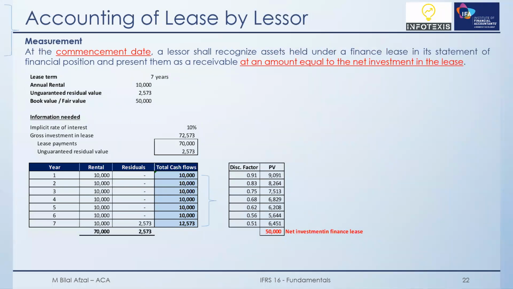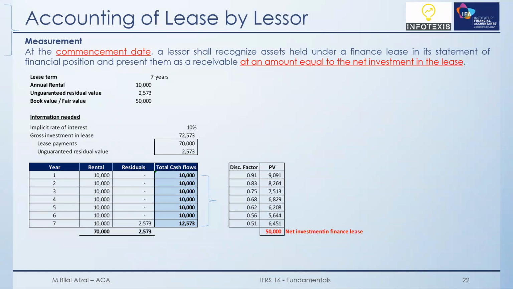Now, about the measurement, the standard says at the commencement date. Again, when the lessor has to categorize at the inception date, it would recognize at the commencement date when the asset is actually transferred to the lessee. At the commencement date, the lessor shall recognize the asset held under lease in the statement of financial position as a receivable at the amount equal to net investment in finance lease.